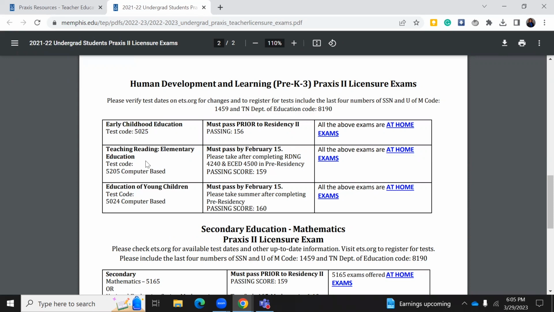All right. Then you have 2 other tests that you have to pass in the spring of 2024. One of the tests is the teaching reading elementary education, and you have to pass that by February 15th. Then you have education of young children. So that's the test that we're going to be talking about today. And you must pass that as well by February 15th. The passing scores can also be found on this document. So you see the 156 for 5025, 159 for 5205, and then you have the 160 for 5024. So before I move on, are there any questions about your licensure requirements? All right, awesome.